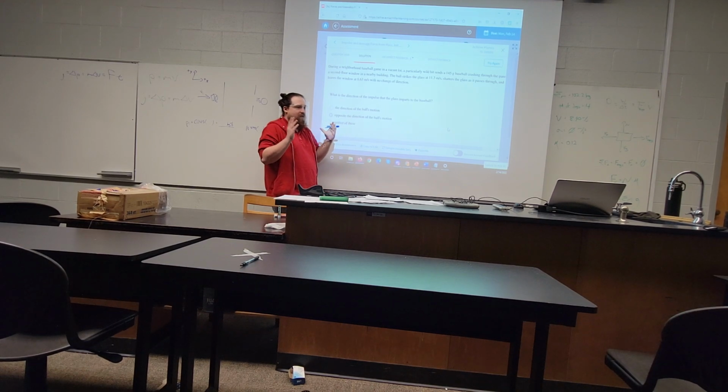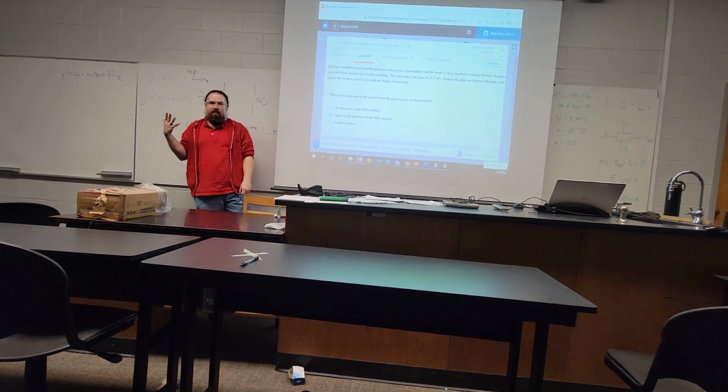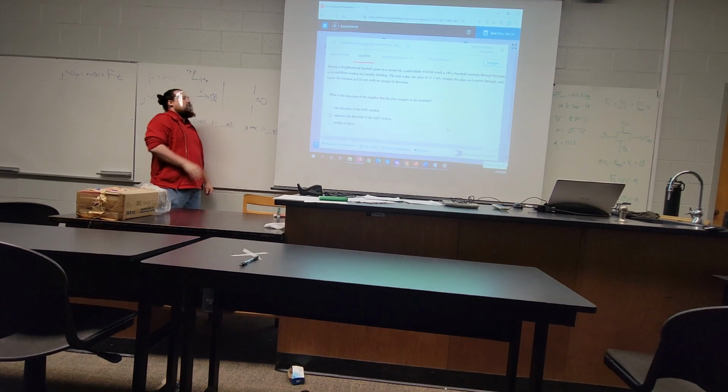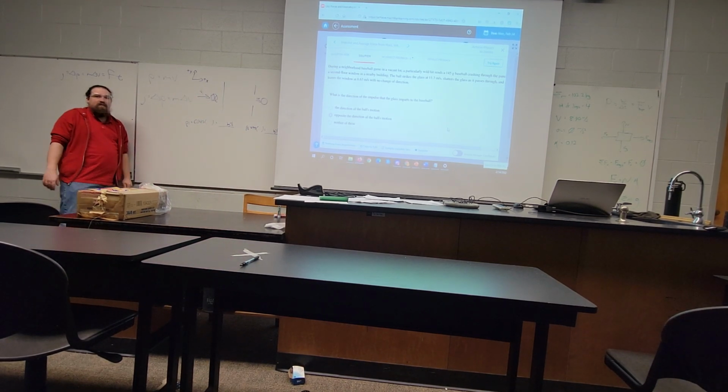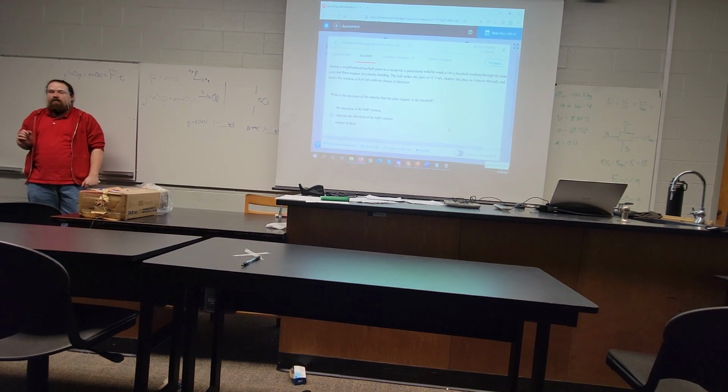Ultimately, though, in this collision, there is an impulse. The ball has an impulse, its momentum changes, and the first thing we've been asked is, what is the direction of that impulse? Momentum is a vector.